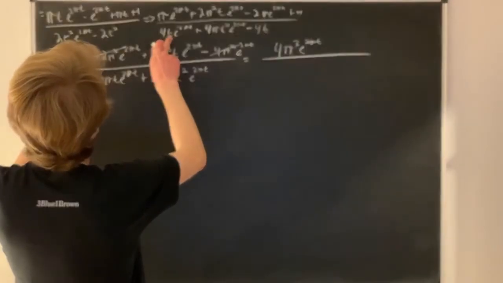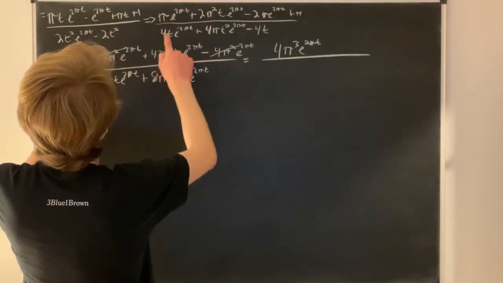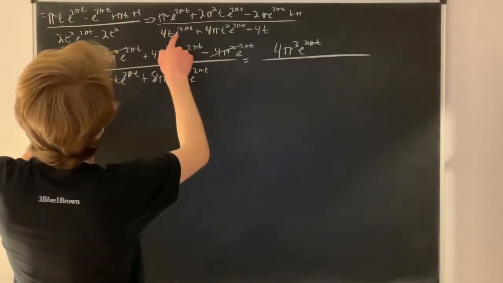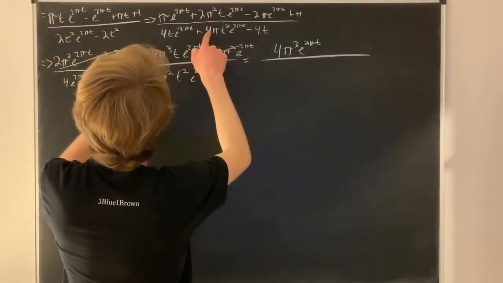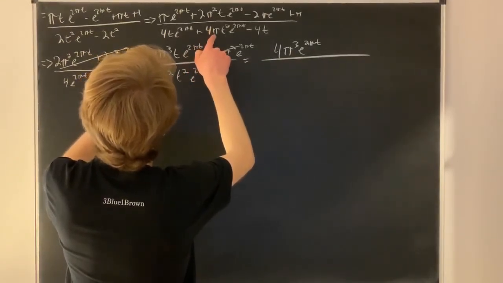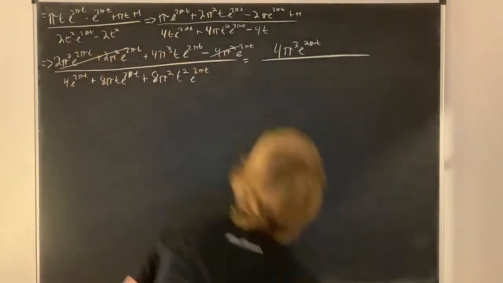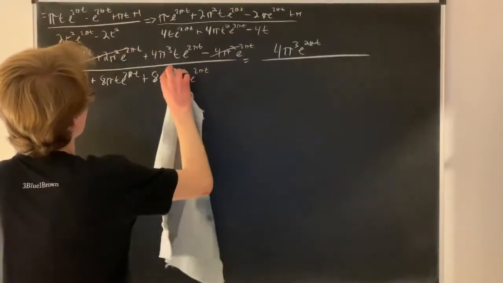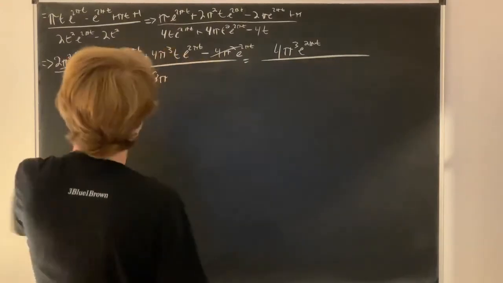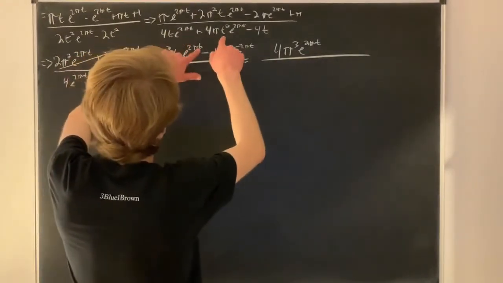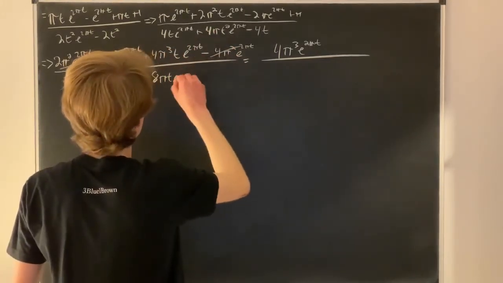4 e to the 2 pi t, plus 8 pi e to the 2 pi t, plus, so then get rid of this 8 pi squared, which should be 8 pi. Too many pi's and e's and t's. The derivative with respect to t is going to give us 8 pi t, 2 pi t, there we go.